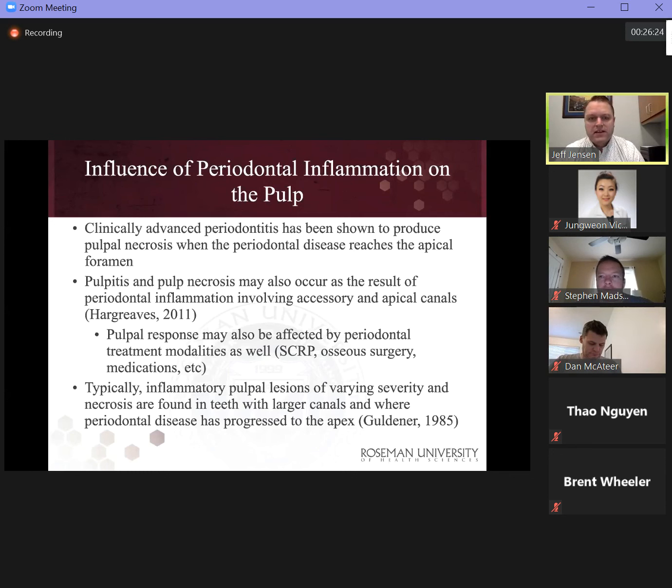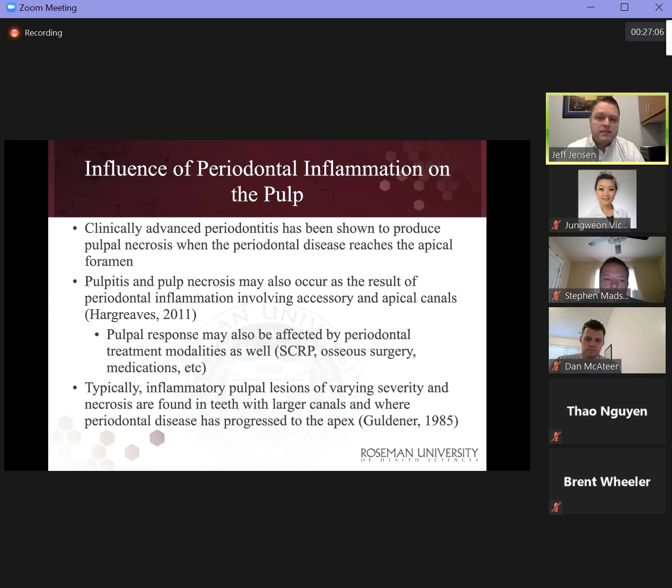Pulpitis and pulp necrosis have been shown to occur if that inflammation reaches an accessory canal. We talked about how a decent percentage of teeth have accessory canals. Typically, they're located in the apical third of the tooth. And so if that periodontitis reaches an accessory canal, there's a chance that exposure of that canal could lead to pulpitis and even necrosis in a tooth.